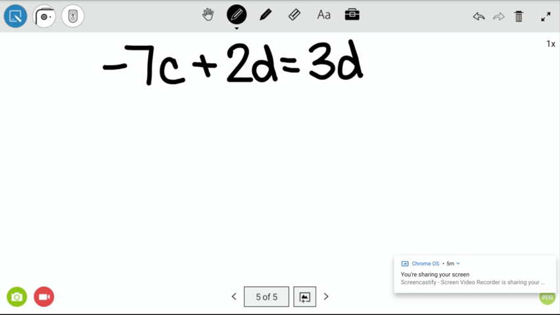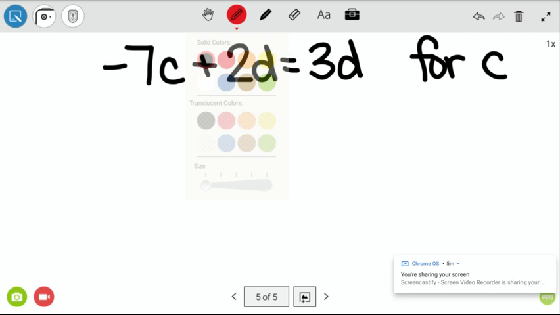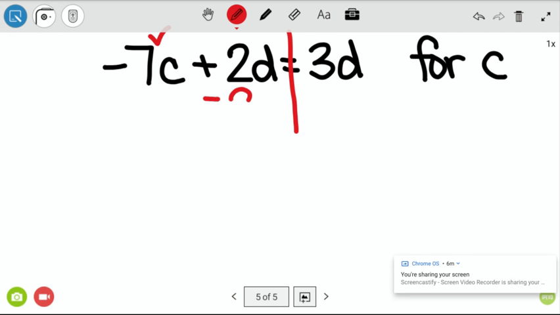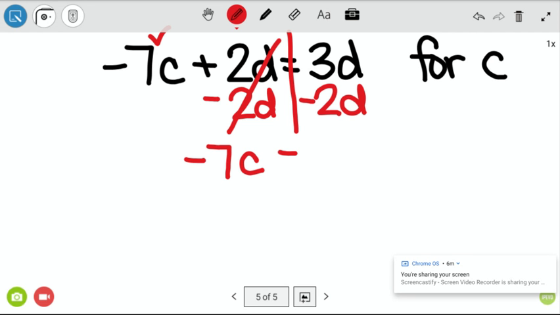All right, so on this one, we have 7c plus 2d equals 3d, and we're going to solve for c. On this one, the equal sign right here, we want to keep this term where it's at. The 7c is good. So if I want to move this 2d over, I'm going to subtract it over because it's a plus, so the opposite would be a negative. So I get negative 7c equals 3d minus 2d would be 1d, or just d.